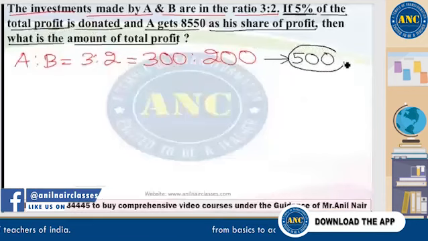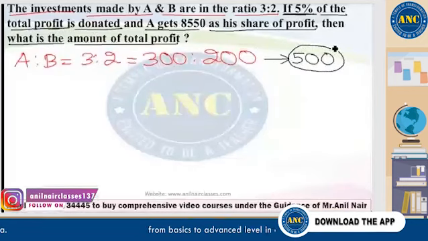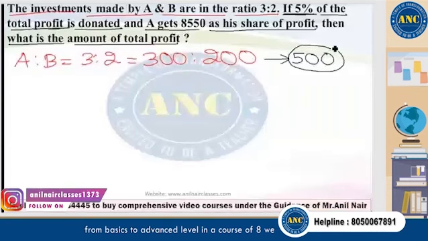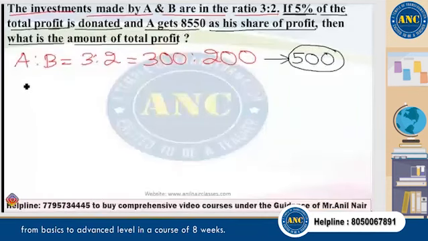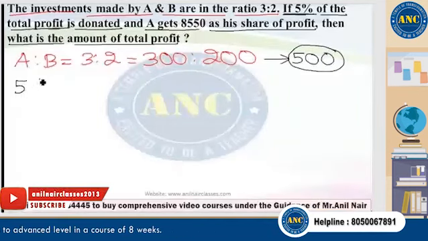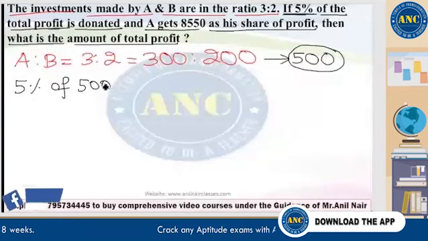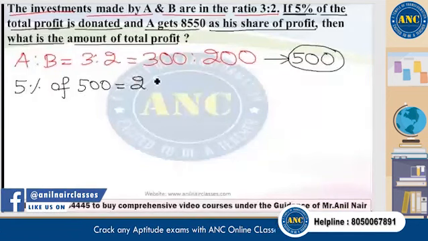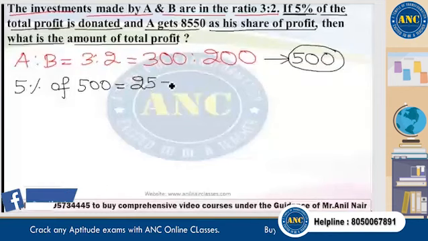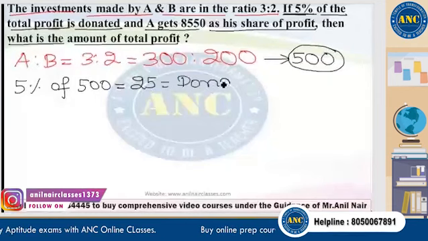Now this investment of 500 will become profit of 500. What is 5% of 500? 10% is 50. 5% is nothing but 25. 5% of 500 is donated, which is nothing but 25 rupees is donated, right? It is donated as a charity.